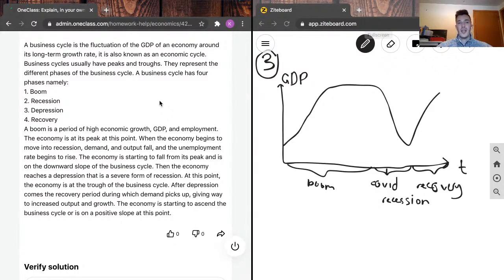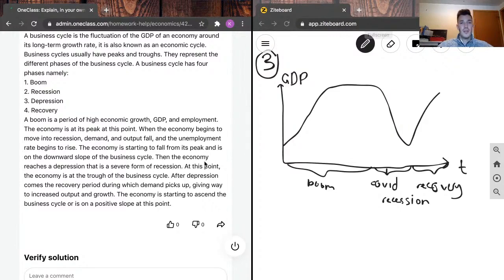Then the economy reaches a depression, which is a severe form of recession. At this point, the economy is at its trough of the business cycle. I think it's important to say that this trough here does not necessarily mean a depression. A depression happens over a longer period of time. This is a trough, and obviously at the top of a boom, you're also going to have a peak.